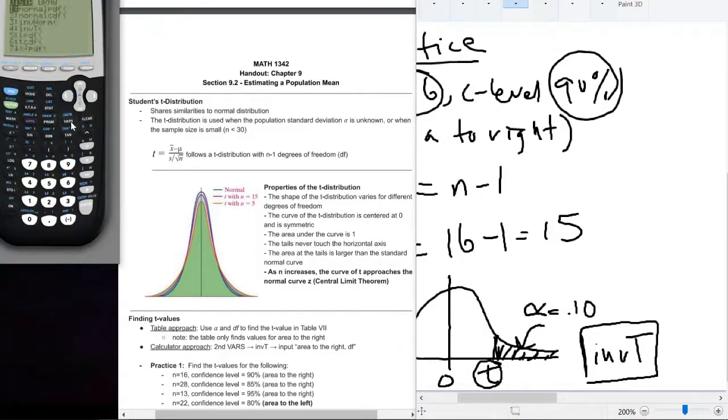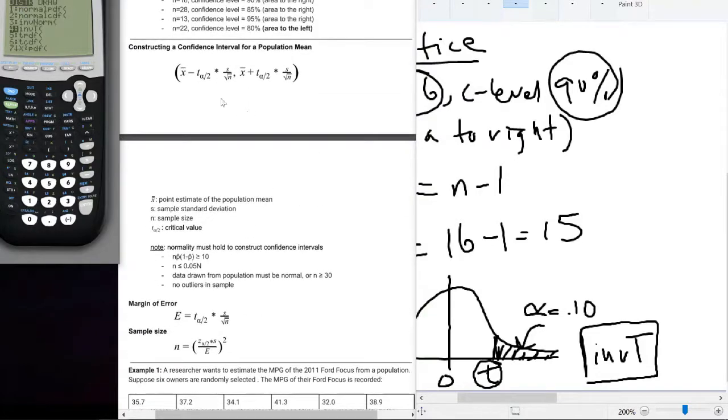Second, vars, number 4. Now, the reason I'm showing both ways in order to find these missing t bounds is because the TI-83 does not have the inverse t function. Okay, so I'm going to show you how to use the inverse t for those of you who have the 84, and if you have the 83, I'm going to show you how to use the table approach to find the missing t bounds. Now luckily, whether you have 83 or 84, in the next video everyone will have a nice calculator function to find the confidence interval.